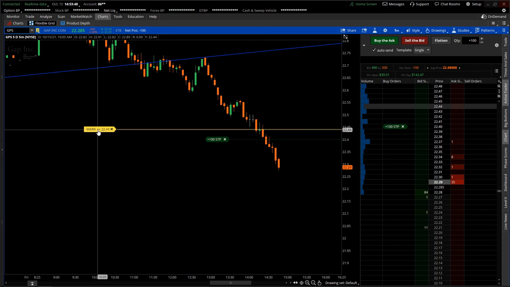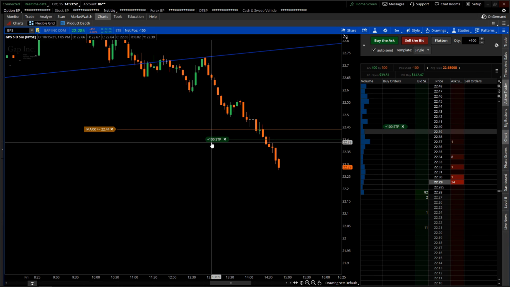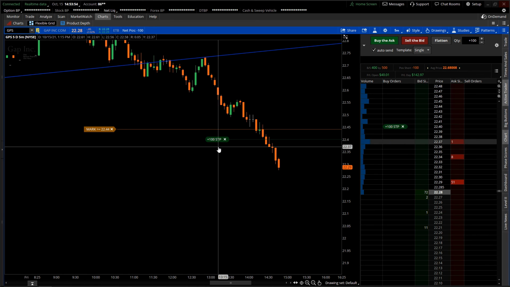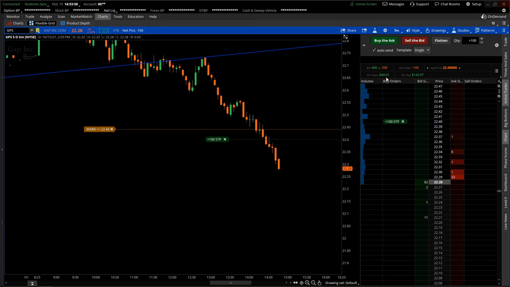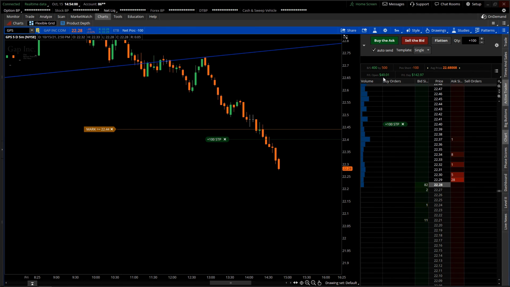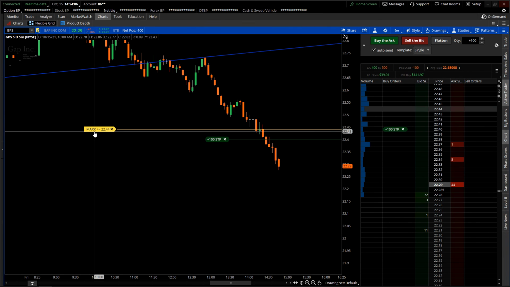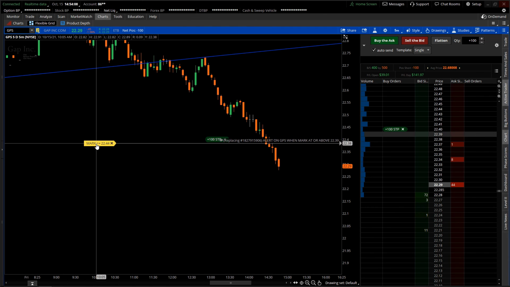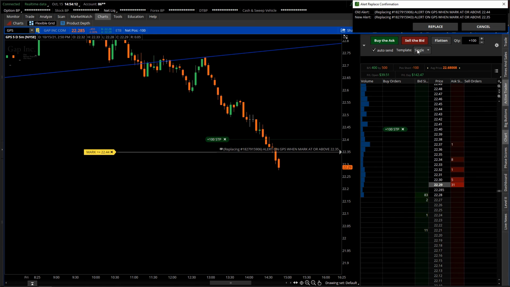And here's my original stop. I was fortunate that only 400 of my shares got filled and not the full 500, because I've been able to add another $40 on top of what I originally closed it out as. So I'm gonna move this as well to 22.35.